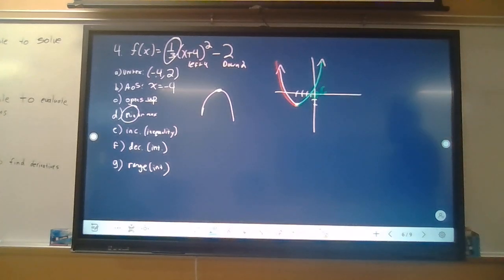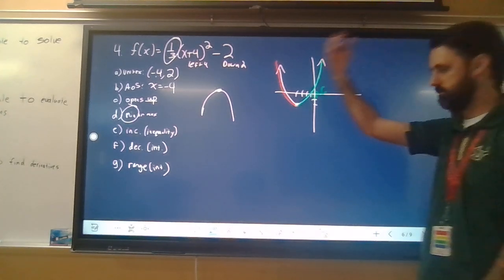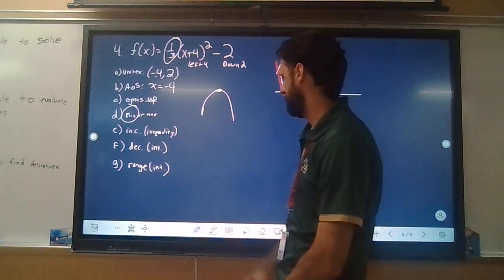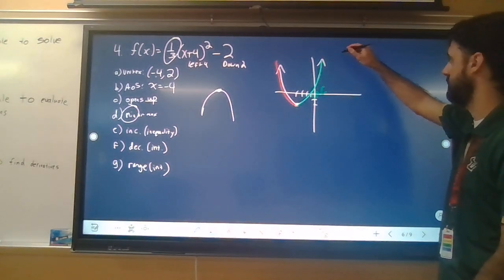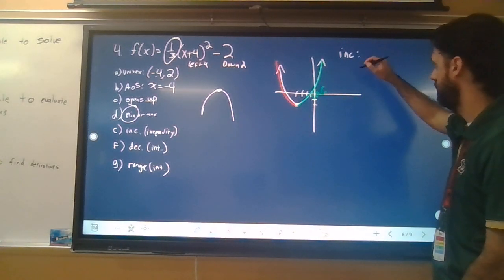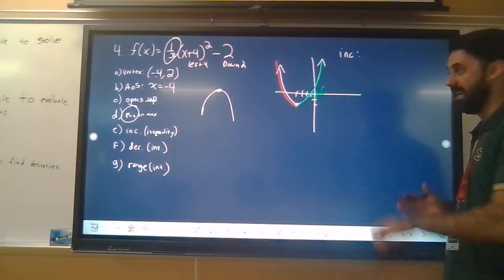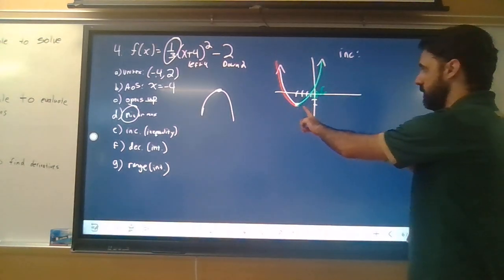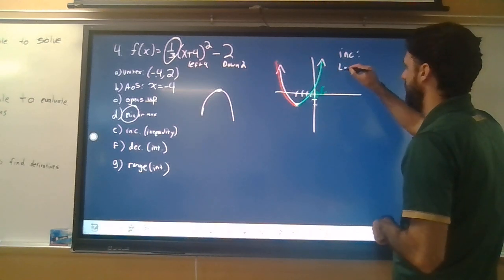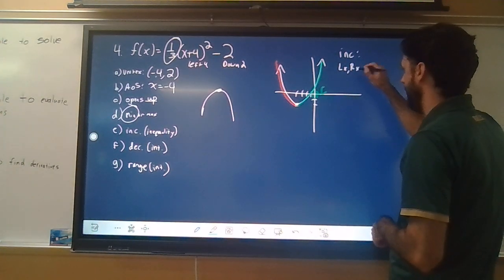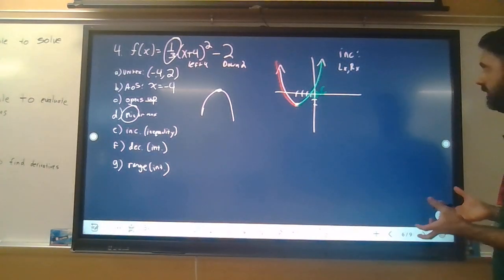Now, different notations. I'm just going to list out all of them. I know that there's some struggle here. I like to list interval notation first. I think it's the easiest. We're going to start with increasing. Increasing in interval notation, we always want to do left x, comma, right x. Write that down. Left x, comma, right x. That's interval notation.